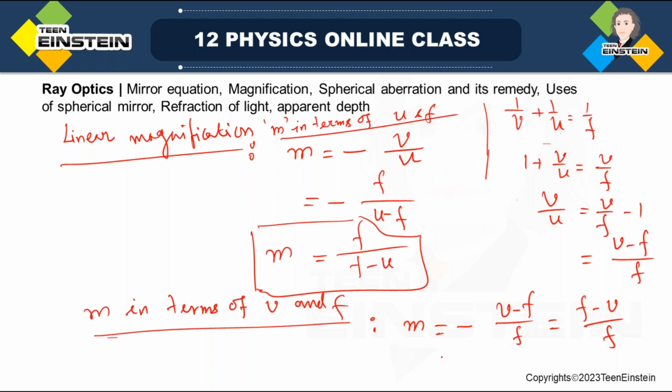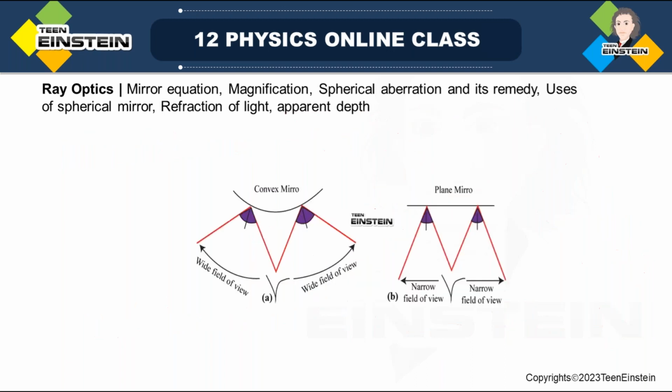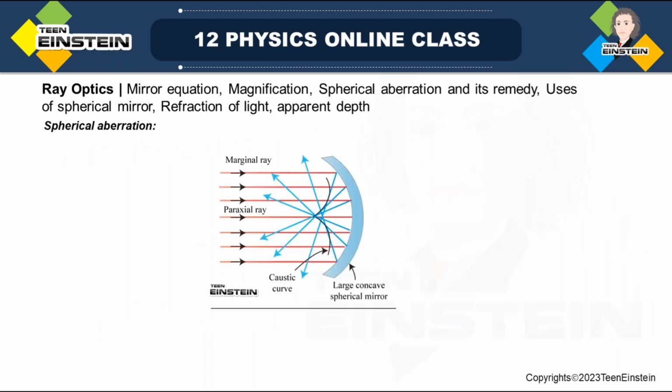See, we'll just conclude with the spherical mirror by considering a few things here. One, the defect of a spherical mirror, that is spherical aberration. So what is the defect of this?